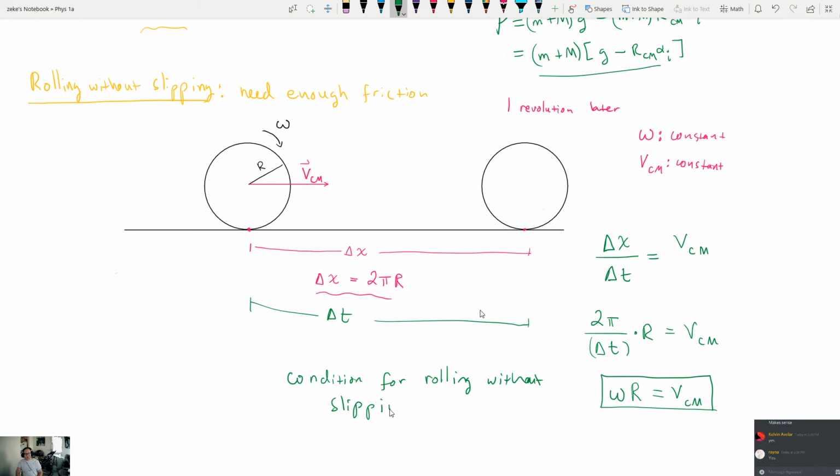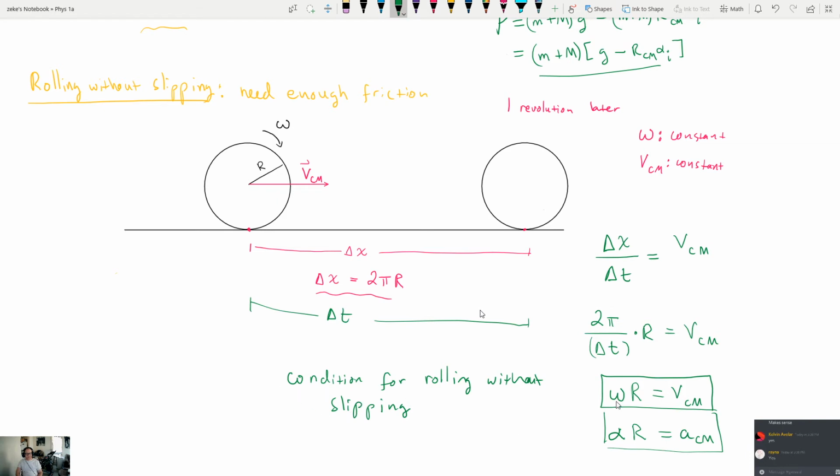The other condition is that you can get a similar connection between the angular acceleration of an object and the acceleration of its center of mass when it's rolling without slipping. Now, we actually used this relationship in the last problem, but it just happens to be the same relationship that you get when you talk about tangential motion.